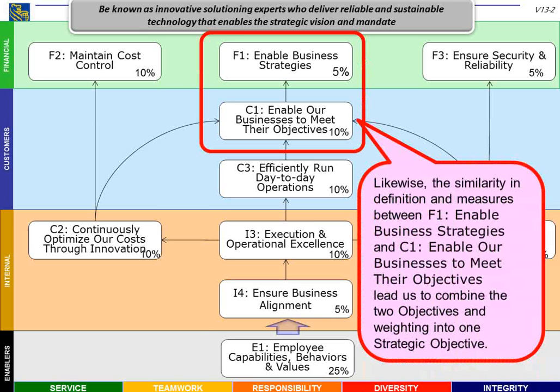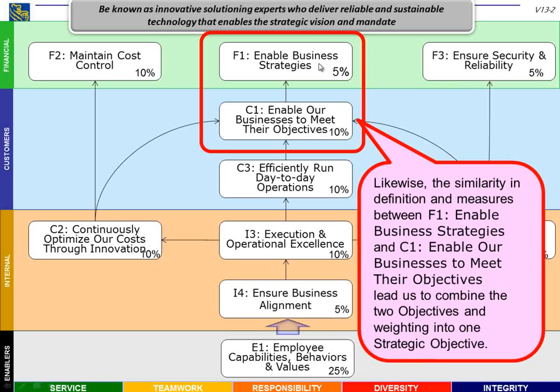On the center, they decided that the enable business strategies and enable our business to meet their objectives were also the same objective. Again, looking at critical success factors, goals, measures, definitions. But also, they made a determination that they wanted the green band, the financial perspective, to focus on the financial measures of the work they did. So F2 is going to focus on the financial aspect of cost control, and F3 eventually is going to focus on the valuation impact of associated risks.